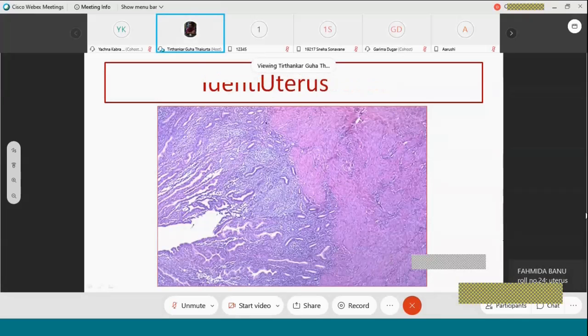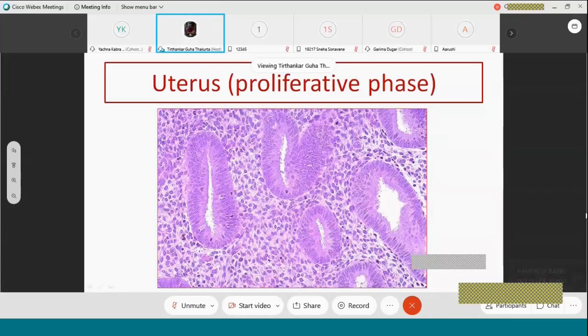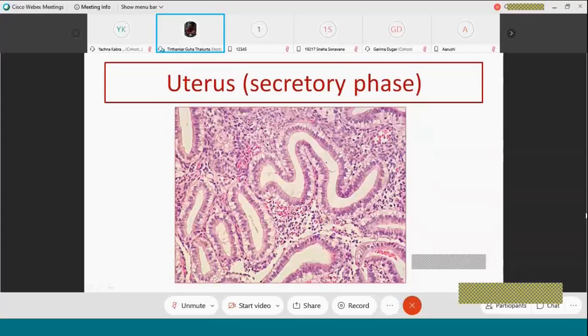And the endometrium may be in proliferative phase, where the glands are round, compact with dense stroma, or maybe in secretory phase, where they are tortuous or twisted with a less dense stroma.